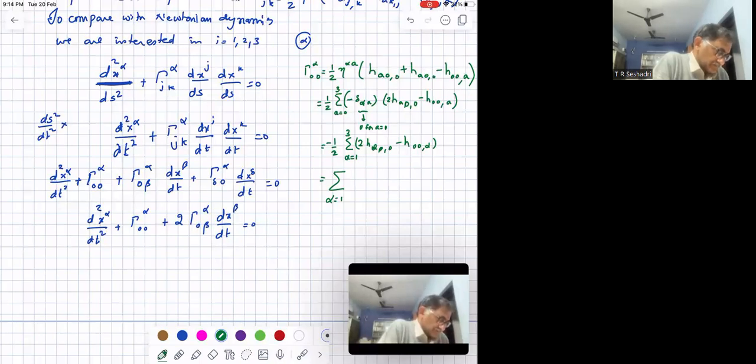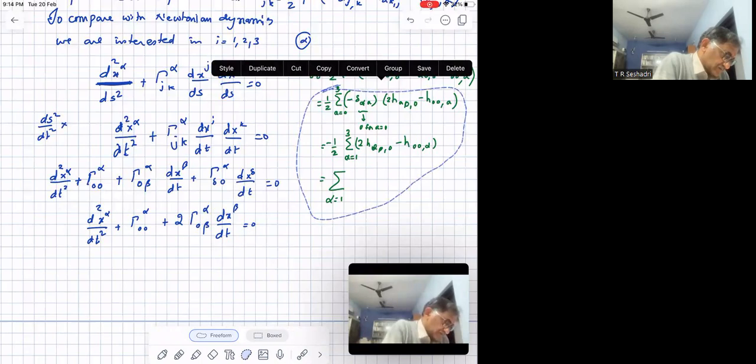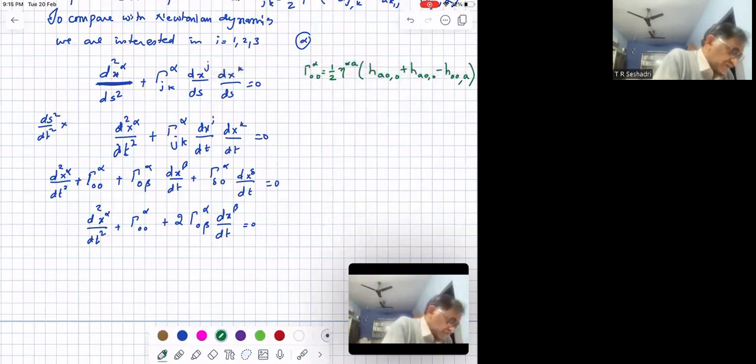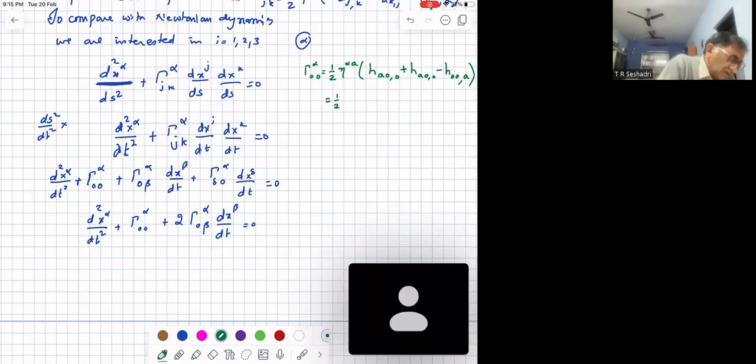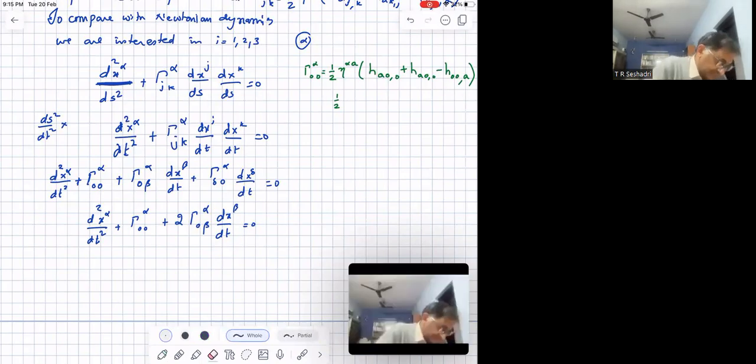I'm wrong. I mean, I get the result, but this thing was wrong. Let's just go back. For a given alpha, it will contribute only when A equal to alpha, because eta^alpha A has a minus sign. So there won't be any summation. All the others will be zero, and only A equal to alpha will contribute. So that will be minus one times (2h_alpha0,0 minus h_00,alpha). There is no summation.